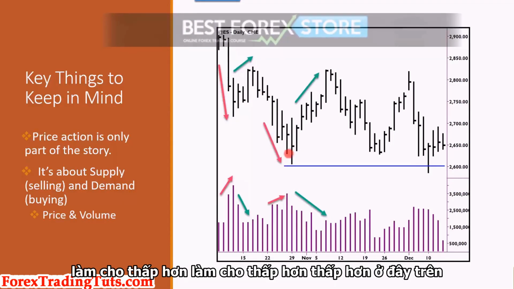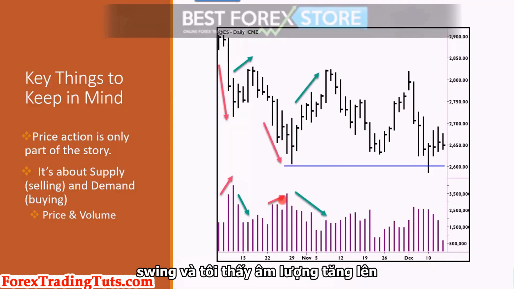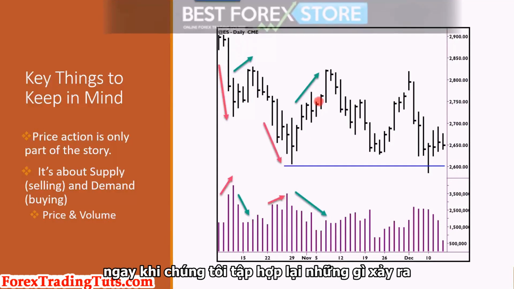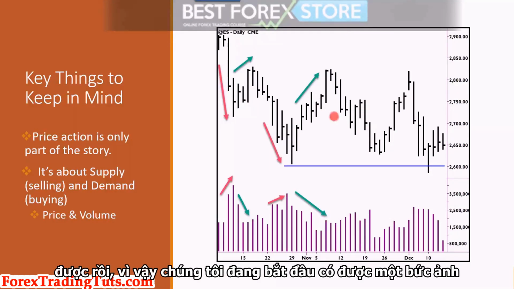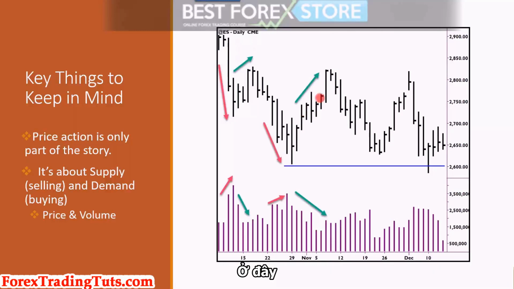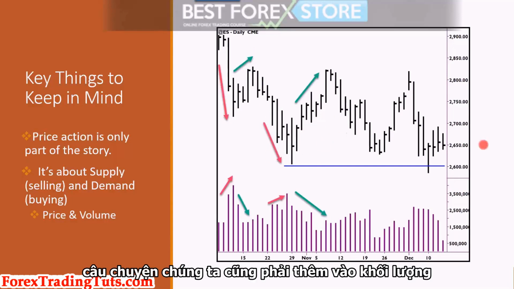making a lower low here on the swing, and I see volume increasing. Okay? As we rally back up, what happens? Volume decreases. Okay, so we're starting to get a picture here that price and volume are doing something. And this is what we want to pay attention to. Price is only part of the story. We have to add in volume as well.